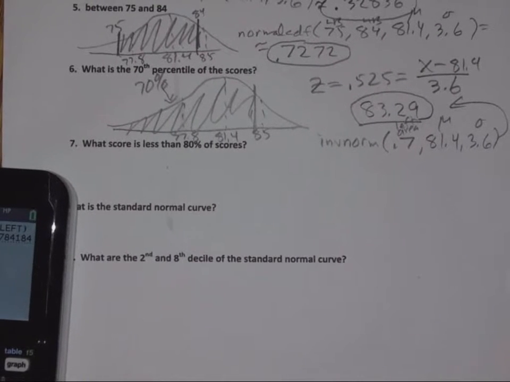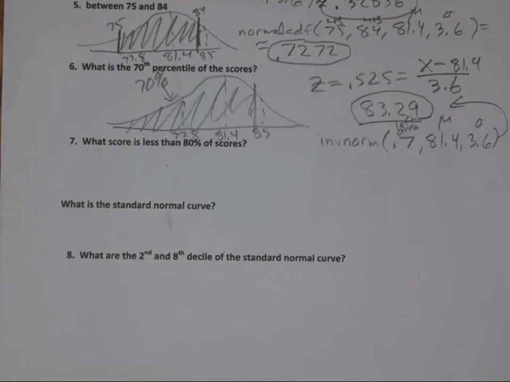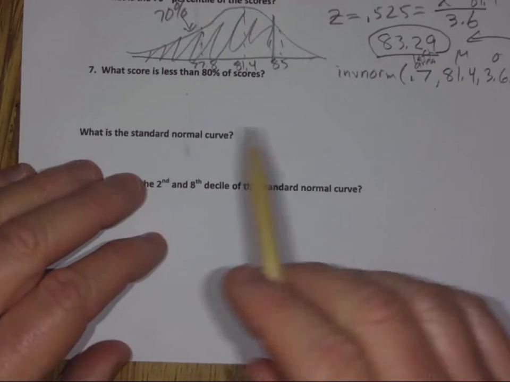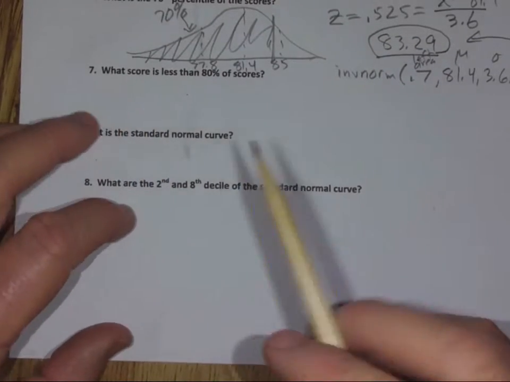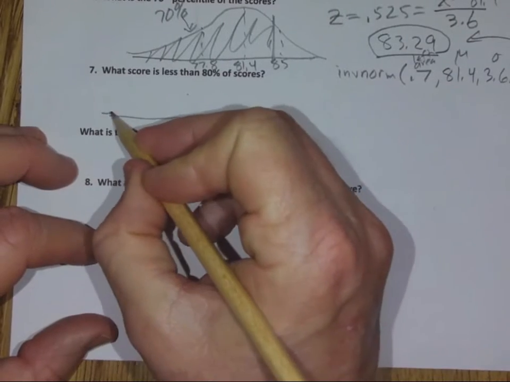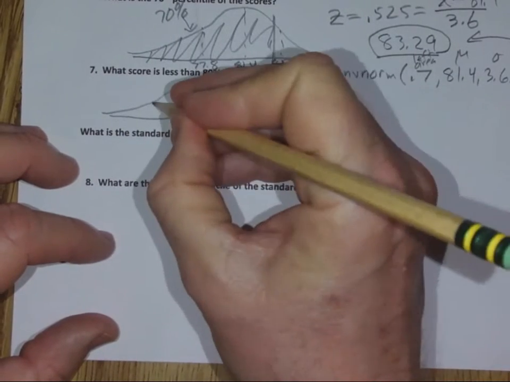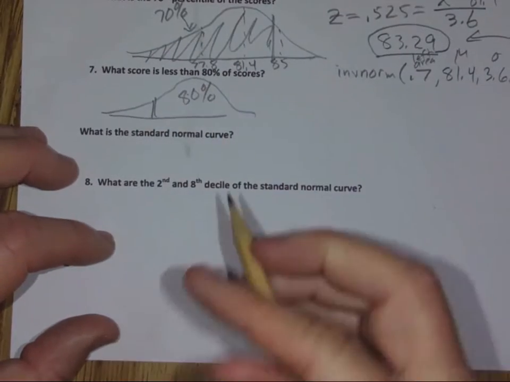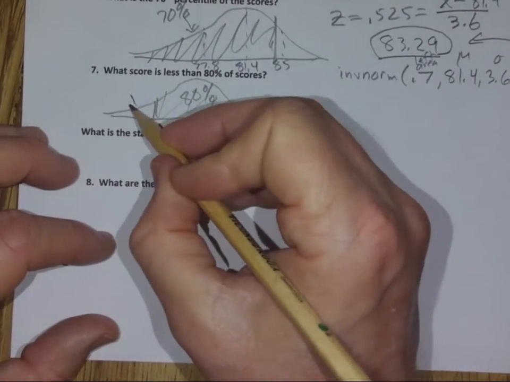If you get an 83.29 on this test, you are scoring better than 70% of people. Now a related problem: what if the score is less than 80% of scores? Let's think about this. Less than 80% of scores means it's the 20th percentile. 80% is above it, 20% is below it.